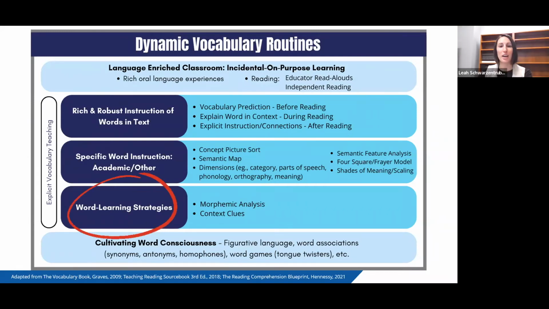Finally, then, we have word learning strategies. You know, the reality is, if students have the task of learning tens of thousands of words, and we can only teach them a snippet of these, then they have to do a lot of word learning on their own. So these word learning strategies can help students take a systematic approach to learning new words as they encounter them.